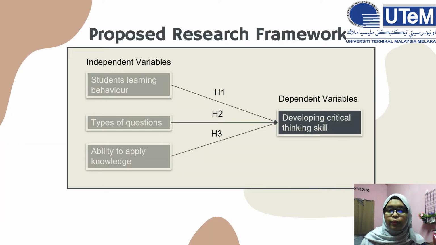This is the proposed research framework for my report. For independent variables, there are three, which are student learning behavior, types of question, and ability to apply knowledge. The dependent variable is developing critical thinking skill.